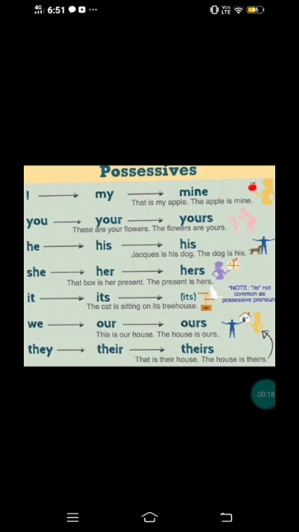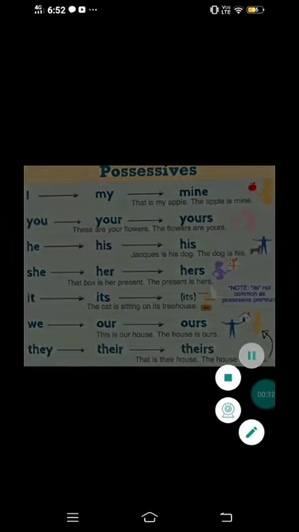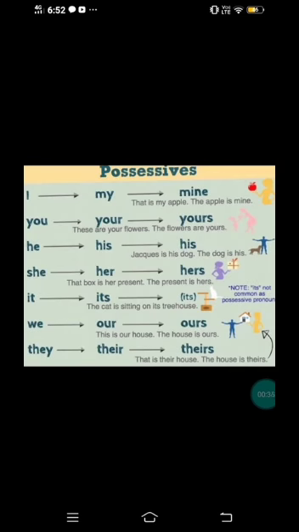Next, it, its. Its remains the same for possessive pronouns and possessive adjectives, children. But the meaning of the word will be different. For example, this fish fits in its aquarium. Whose aquarium? Its aquarium, right? Next, the same sentence for possessive pronoun.